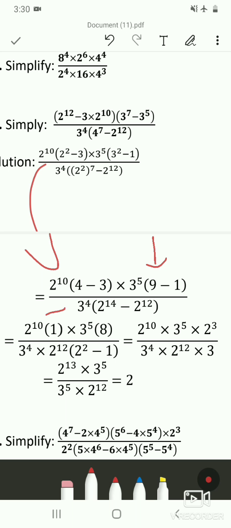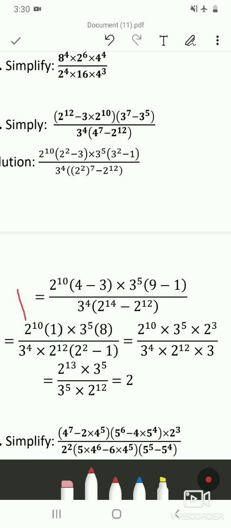In the denominator, 3 raised to 4 is as it is, and here 2 square raised to 7, you are using the law a raised to m whole raised to n. So you will get it as 2 raised to 14, that is 7 2s are 14, minus 2 raised to 12, it is as it is. So these are just simple steps, we have to do simplifications.